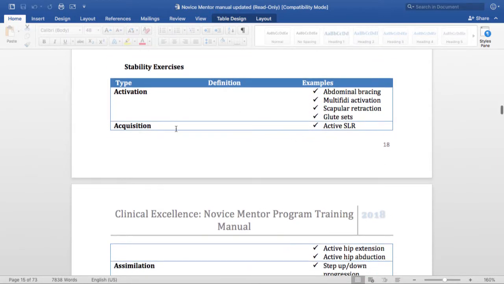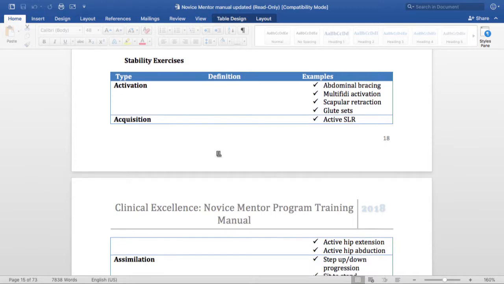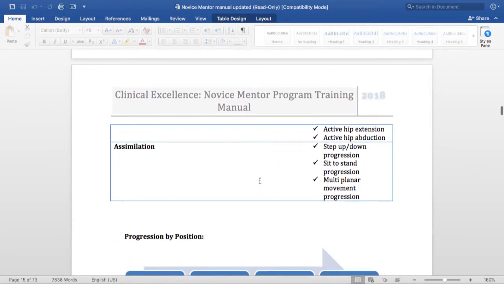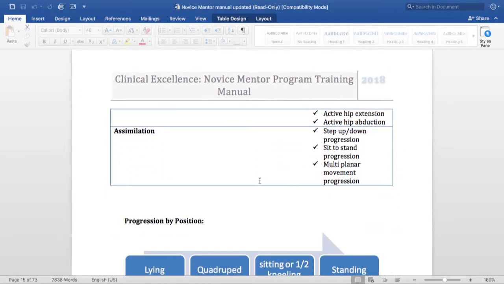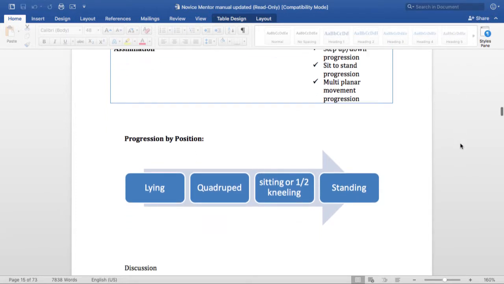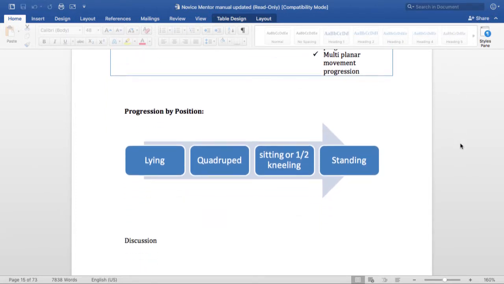Next one, acquisition is actually being able to activate the right muscles and then do an active motion on top of it, which is the exercise itself. Assimilation is a functional technique: sit to stand, step up, step down, etc. And just go over that component of it. You can go over each component and talk about progression of it. So teach them the idea of lying, and the next would be quadruped, half kneeling, kneeling.